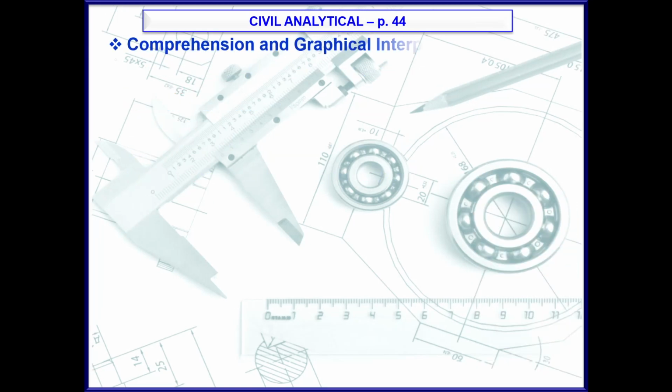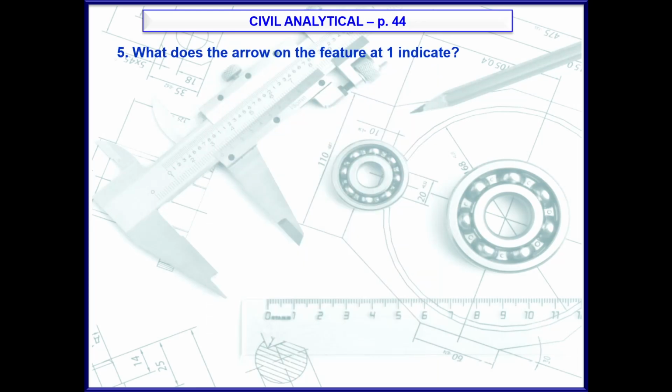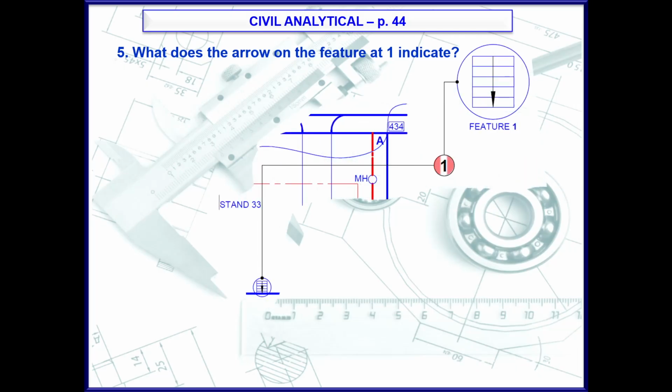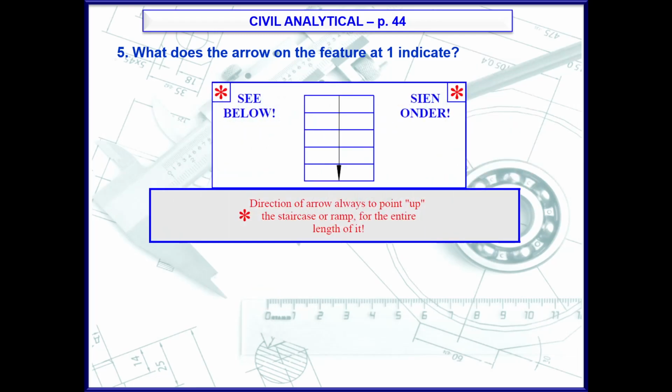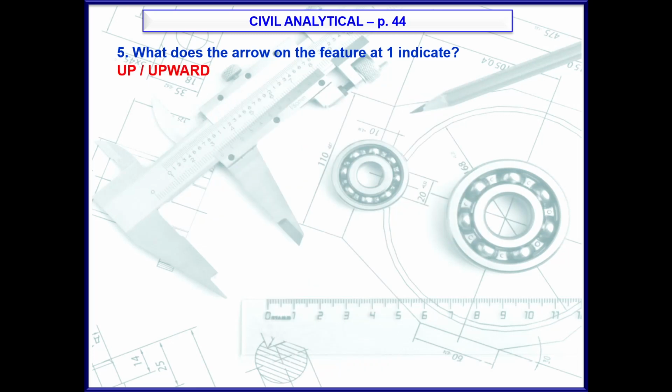Our next set of questions is mainly comprehension and graphical interpretation. Please refer to the cover page of chapter 5, which contains very important information to help you to answer civil analytical questions. So question 5, what does the arrow on the feature at 1 indicate? First we need to locate 1, and we can clearly see that it points to stairs. Here it is very important to take note that the direction of the arrow always points up the staircase or ramp for the entire length of it. So if you look at the example where it shows up, my answer to question 5 will be up or upward.